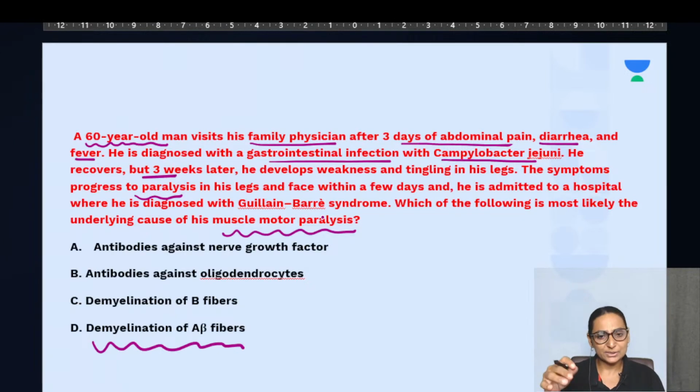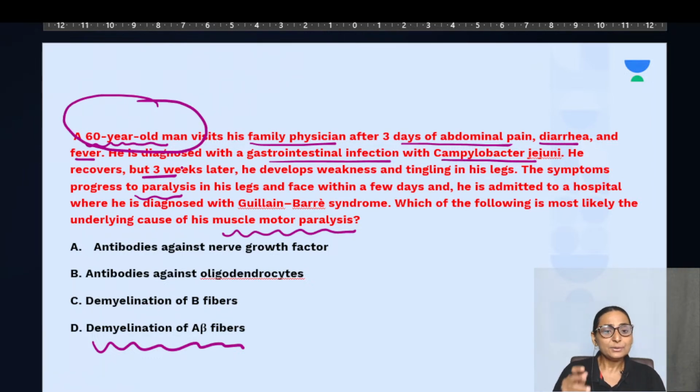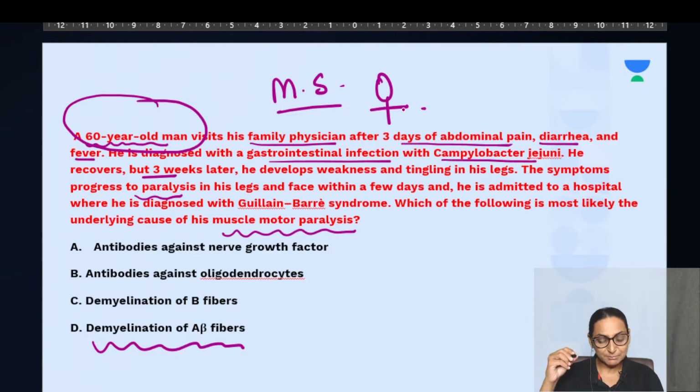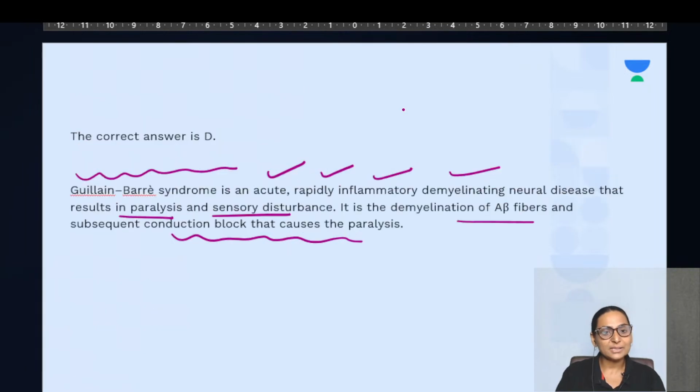So they give you a history of a GIT infection and then tell you that there is an inflammation of the A beta fibers with a motor paralysis. There is nothing related with multiple sclerosis over here, where the question may be with oligodendrocytes. Also remember, in a 60-year-old man the probability of going towards multiple sclerosis is less, because multiple sclerosis is more common in middle-aged females. So consider the other important points which are given to you.